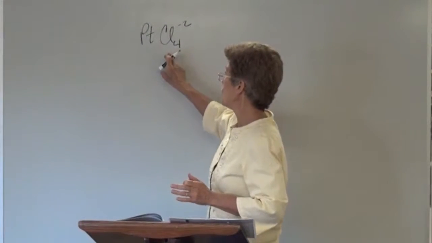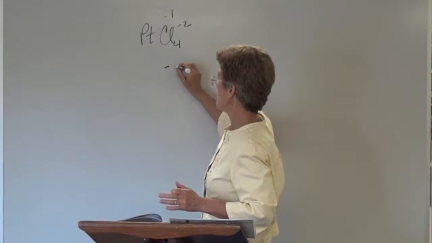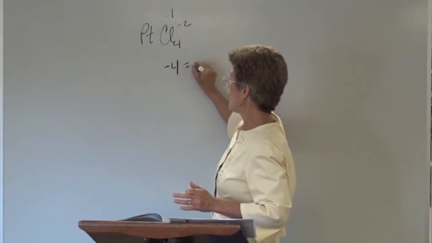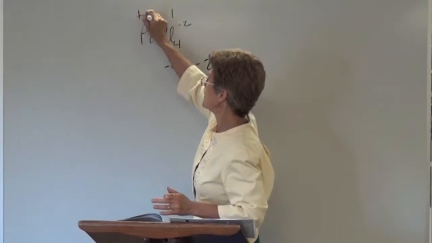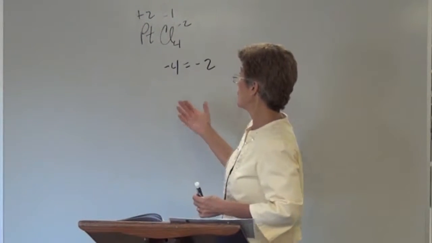Whew. So we have to go to the really iffy rule, which would make this one a -1, and there's 4 of them, so that would be -4. And we want this whole thing to equal -2, so this one has to be a +2. And there's only one of it, so it's just a +2. So that's what we have for that.